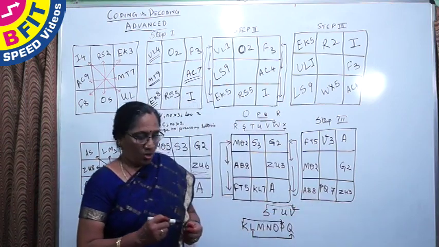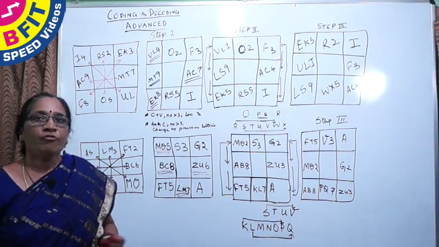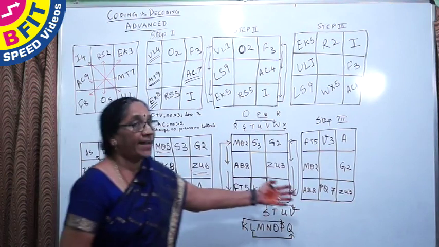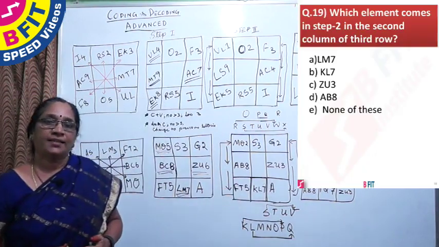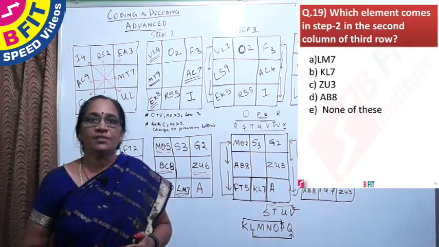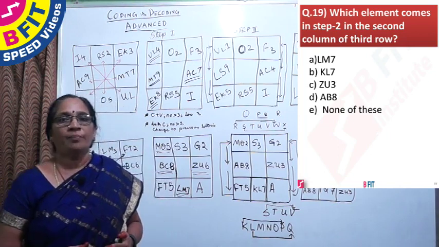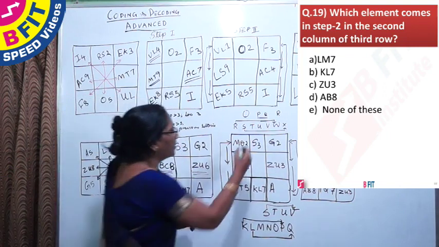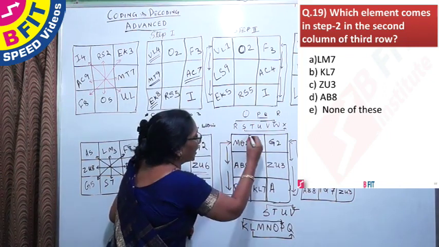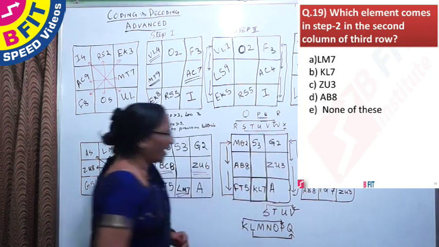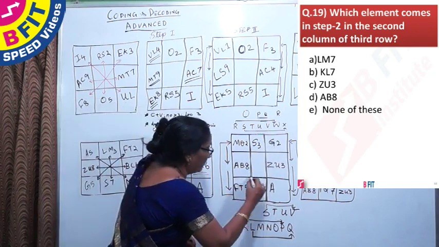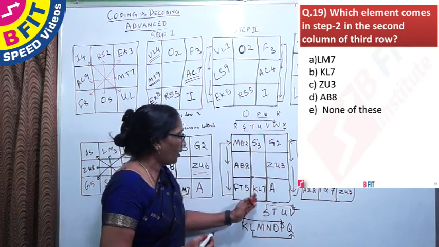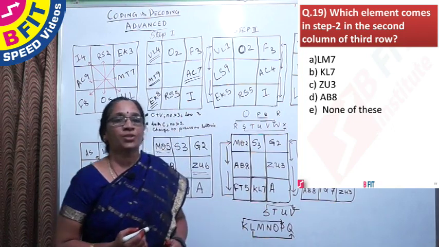And now let us go on to the questions. Now here we have known how from the input step 3 has evolved. Let us start answering the given question. Which element comes in step 2 in the second column of third row? This is the step 2, and this is the second column, and in the third row we have KL7. Second column, third row in step 2 is KL7, and the answer option is B.